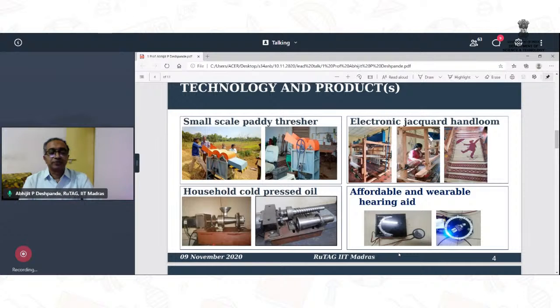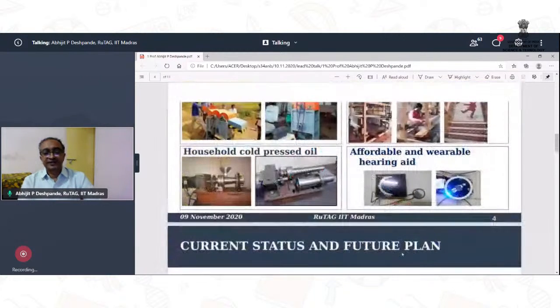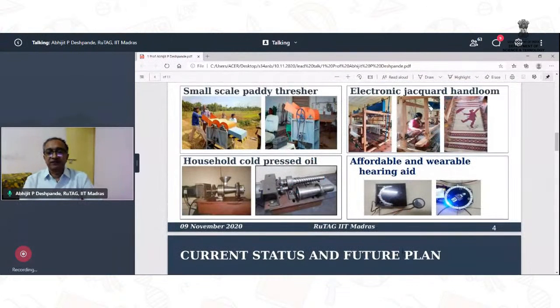The household cold press oil again is a product which has been shown to be fairly successful in terms of yield and a variety of other ways in which you can measure these things. And there are several places where we are getting inquiries in terms of implementing it, not just for groundnut or coconut or sesame, for which we tried, but for things like neem and several other seeds for which this kind of machine can be used. And of course, we are also working at an R&D stage on this affordable and wearable hearing aid.